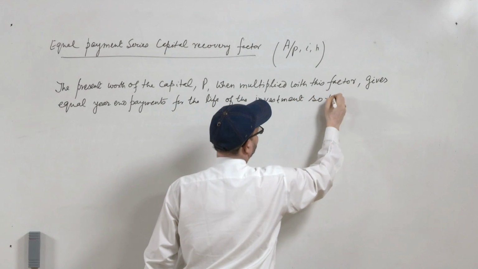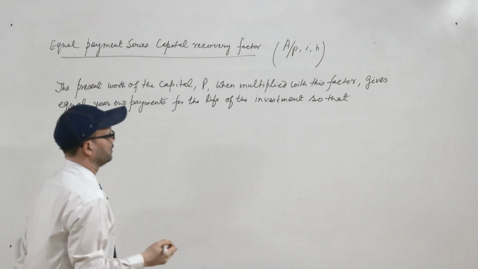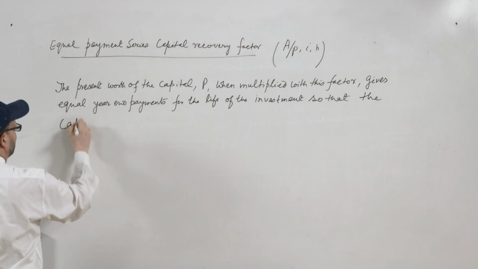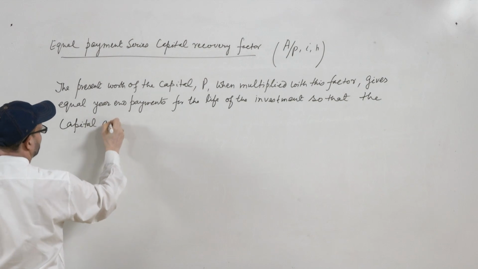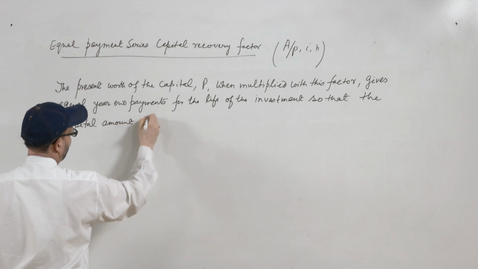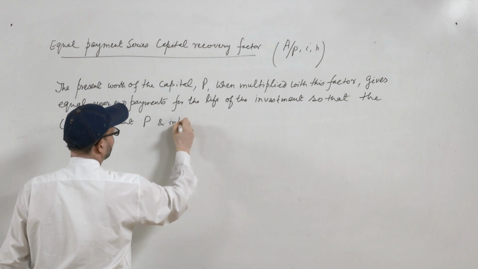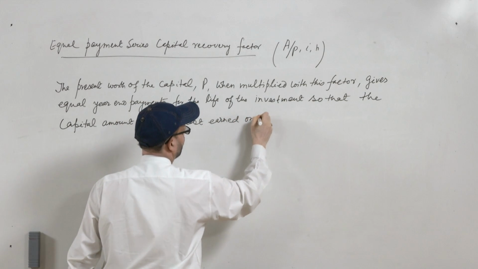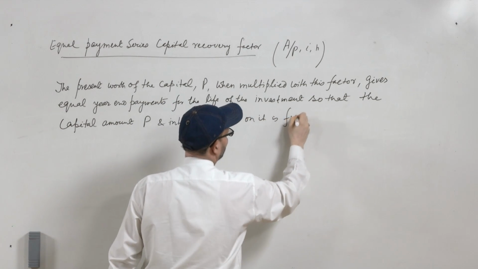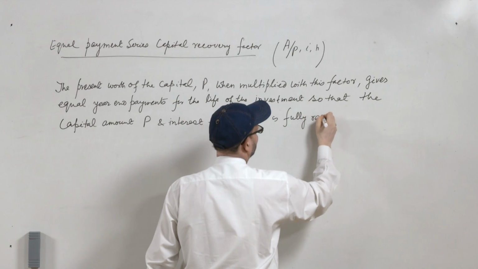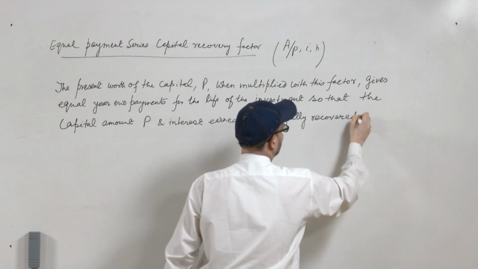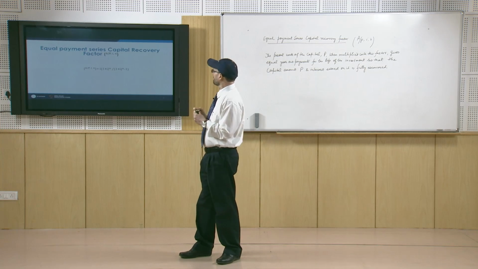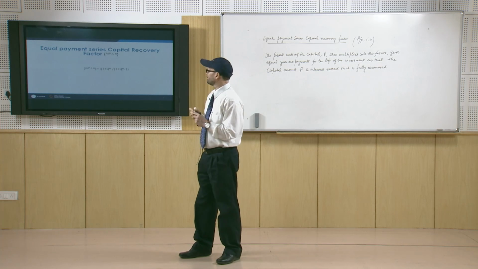so that the capital amount P and interest earned on it is fully recovered. So, this is the meaning of equal payment series capital recovery factor.